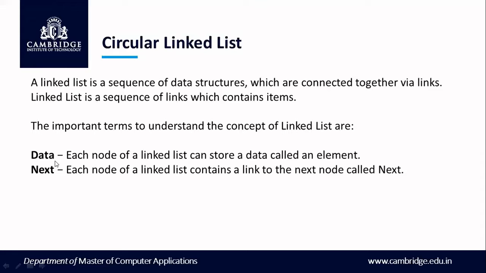What is this data? Each node of a linked list can store a data, and that is called an element. The next is nothing but a link that points to the next node, and it is by default called the next.